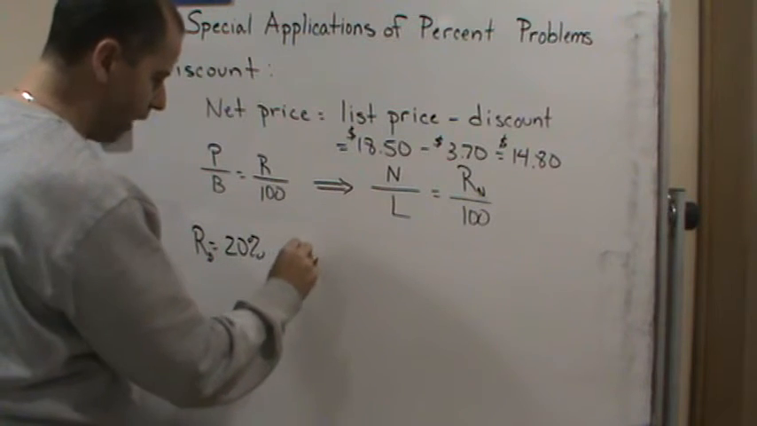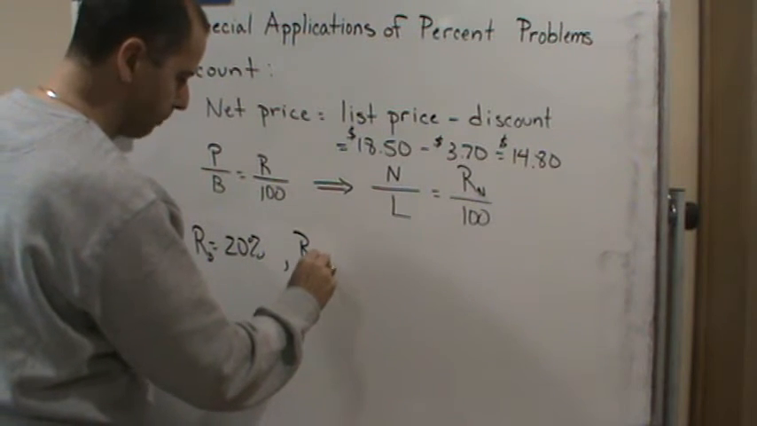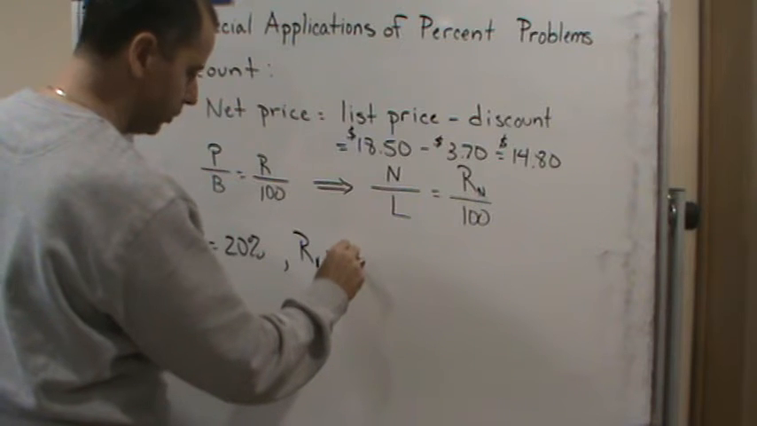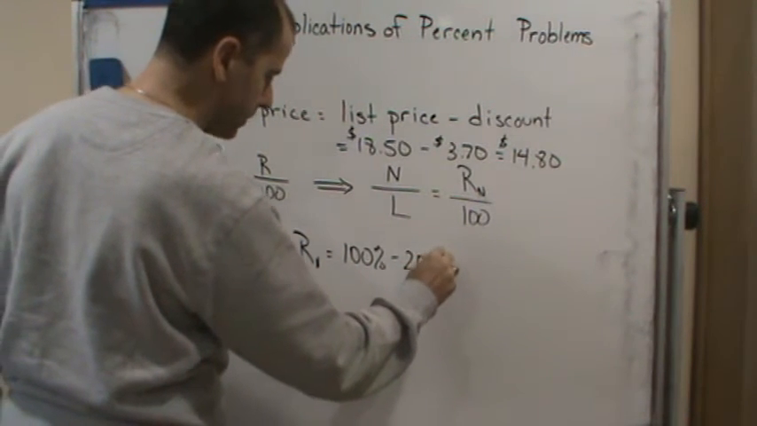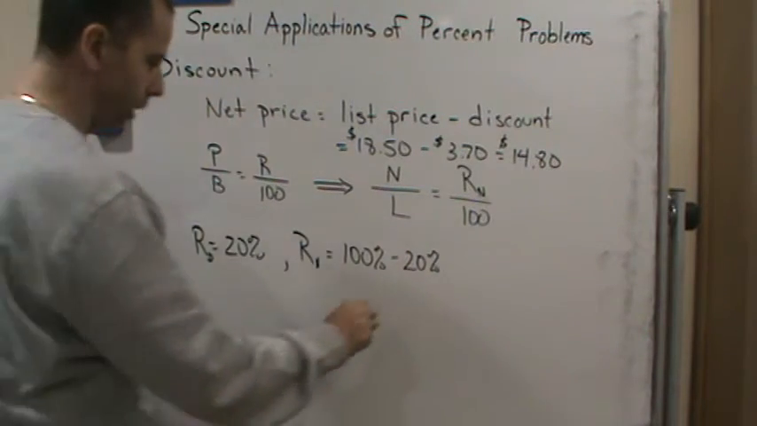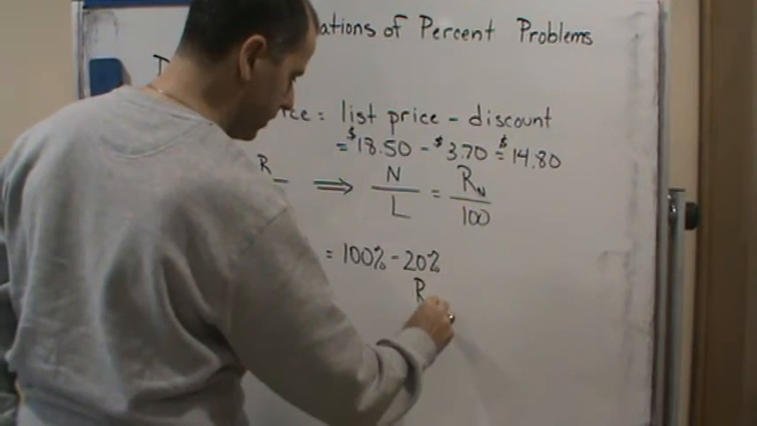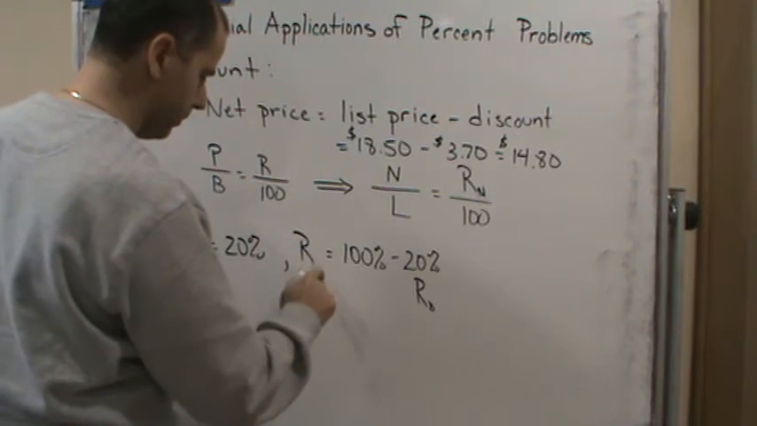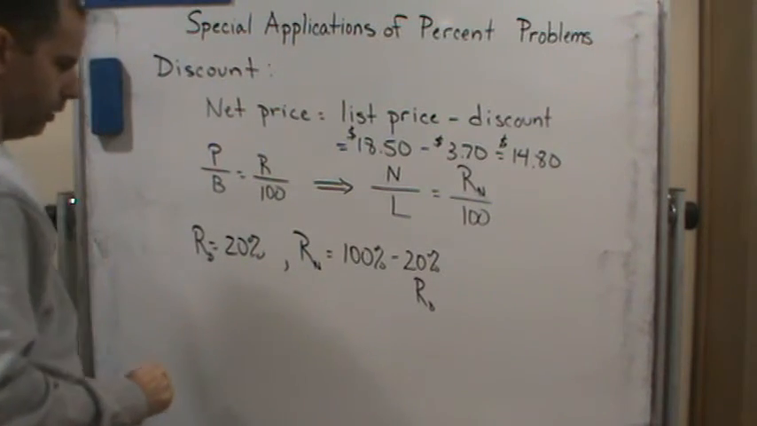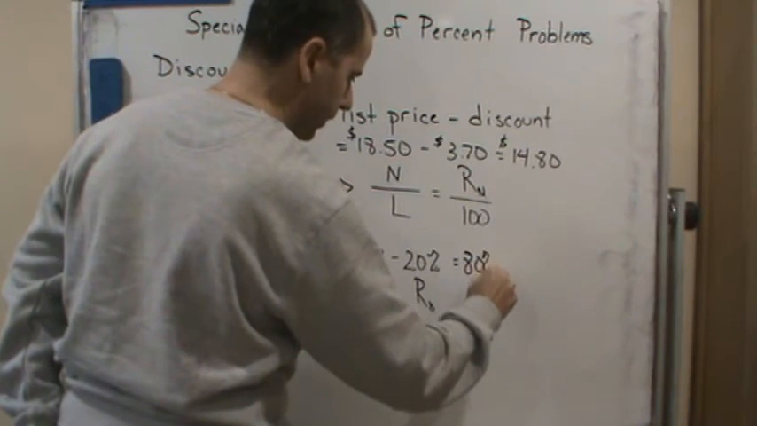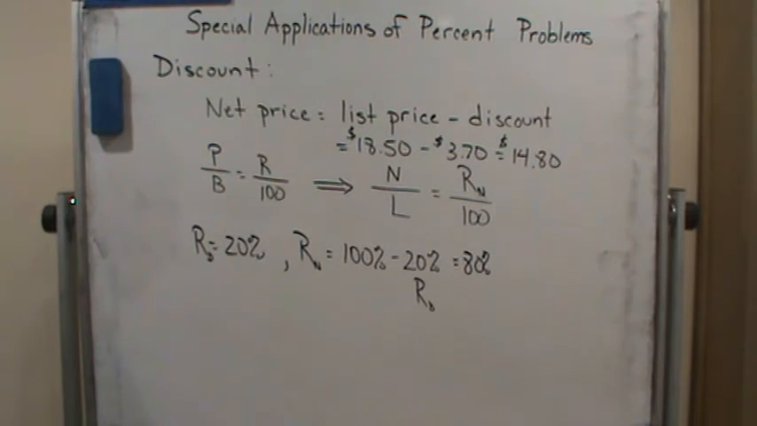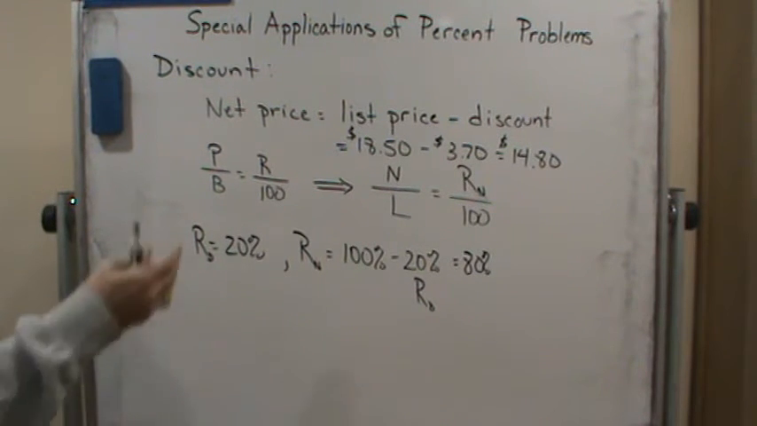Well, what is R sub N then? What's the net price rate? Well, that would be equal to 100% minus the 20%, right? Or R sub D, right? And so this gives us 80%. So guess what? I can set up a proportion that would give me the net price by doing one calculation instead of two. And in fact, I'll show you.